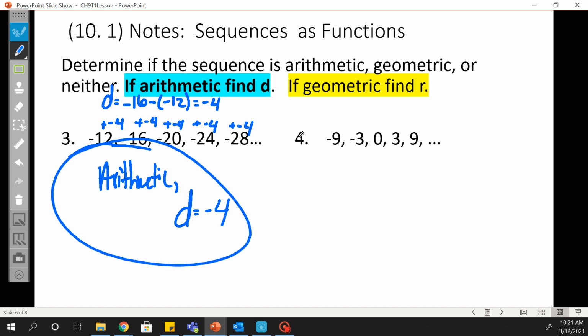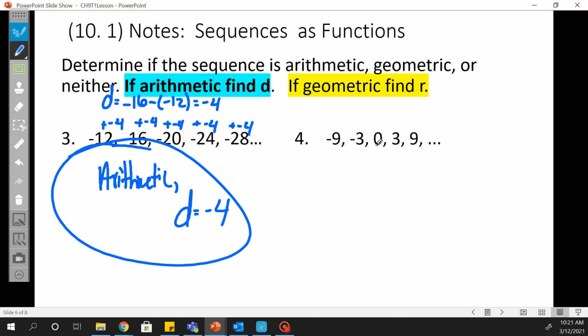Next is negative 9, negative 3, 0, 3, and 9. It starts to look arithmetic, okay? We're adding 6. We're adding 6 to go from 3 to 9. The only problem is that to go from negative 3 to 0 and 0 to 3, we have to add 3. Well, this is not consistent, all right? So it cannot be arithmetic because this is not consistent.